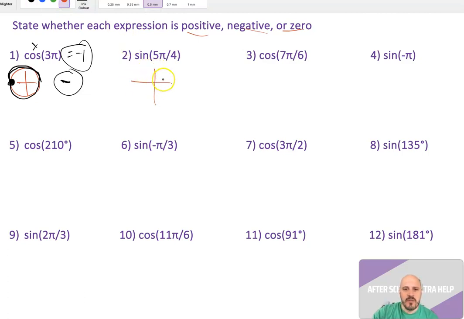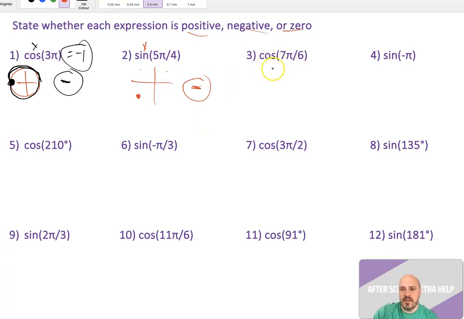All right, 5 pi over 4. Well, here's pi over 4, pi over 2, 3 pi over 4, 4 pi over 4, 5 pi over 4. All right, I'm down here. Sine is the y value. What's the y value when I'm down here? Well, that's negative, right? The y value is negative in my third quadrant.